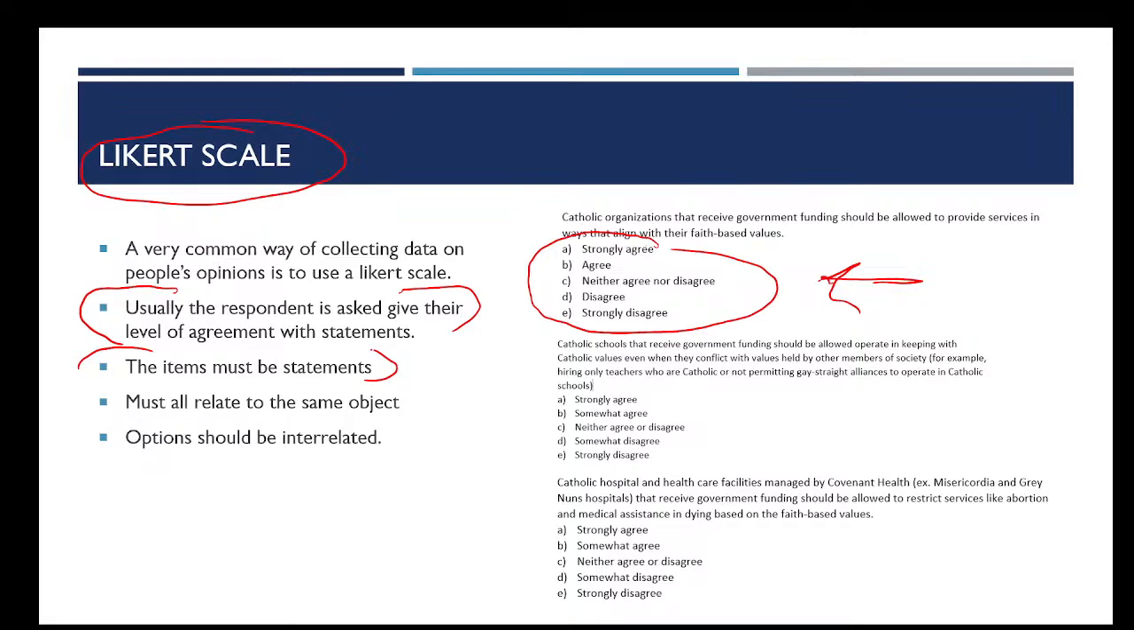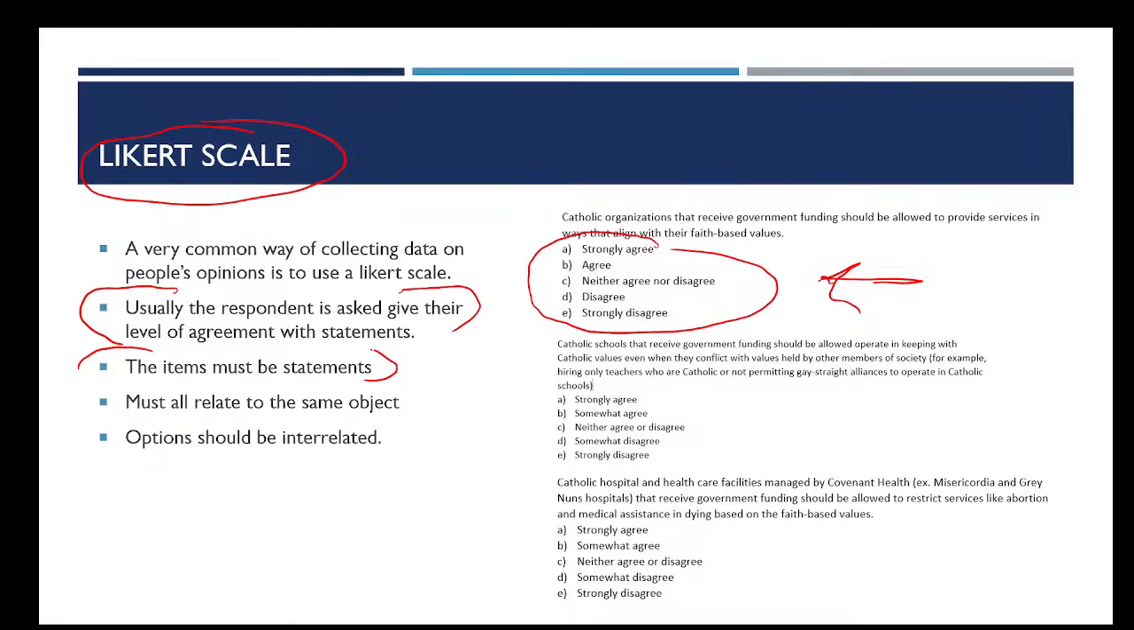Likert scales don't always make sense because how do you completely agree with a question, right? If you even just phrase this, should Catholic organizations that receive government funding be allowed to provide services in ways that align with their faith-based values? Question mark. Strongly agree with what? The question, right? So it doesn't make sense.